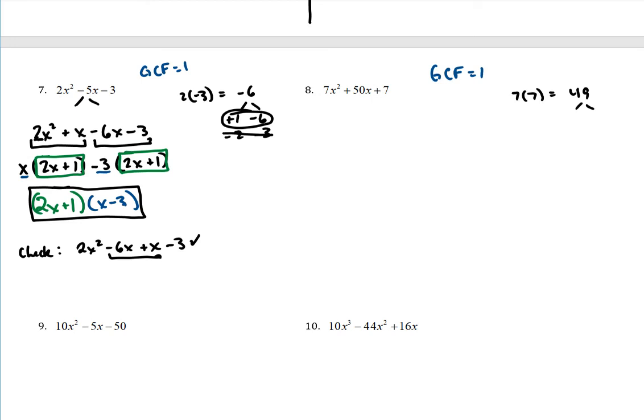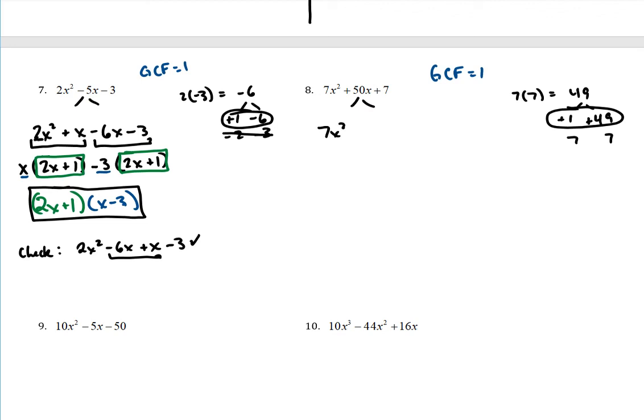And I get 49. And then the factors of 49, well, there's only 1 and 49 and 7 and 7. And so to get positive 50, it certainly looks like I need positive 1 and positive 49 to make that happen. Okay, and so then again, I'm going to just rewrite.